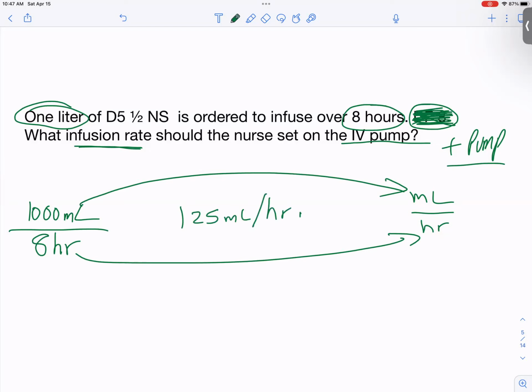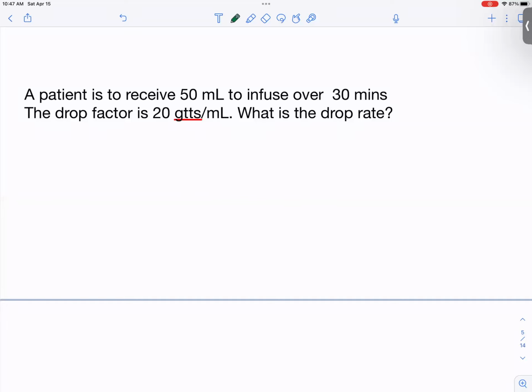All right. So yeah, Courtney, you see, you were trying to use the drop factor and convert hours to minutes, and you don't have to. If you know where you're going, you know hour has to be in the denominator and milliliters in the numerator. Beautiful. All right, cool. All right, try this one.